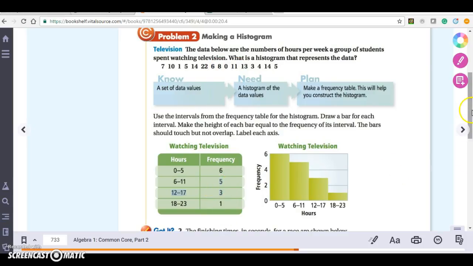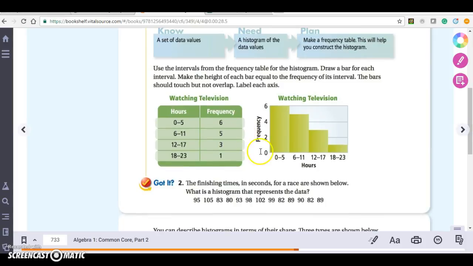And now for the histogram, my frequency is here, and the hours watched goes here on the x-axis. So it's from 0 to 5, 6 to 11, 12 to 17, and 18 to 23. And also notice how all the bars are connecting. So 0 to 5, my frequency was 6. 6 to 11, my frequency was 5, so it's right in between. 12 to 17, my frequency was 3, and 18 to 23, my frequency was 1.